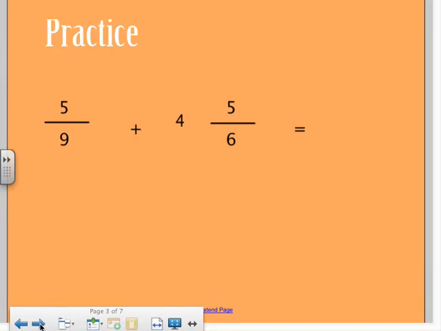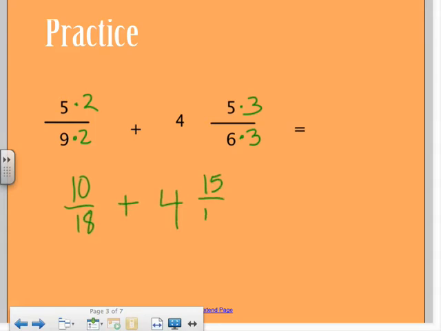Go ahead and try this one on your own and look out for that weird mixed number improper fraction mix, because if you have that as your answer, you need to change it to either completely a mixed number or completely improper fraction. Then hit play to check your answer. All right, so this one, common denominator I can do is 18. So this becomes 10/18 plus 4 and 15/18.